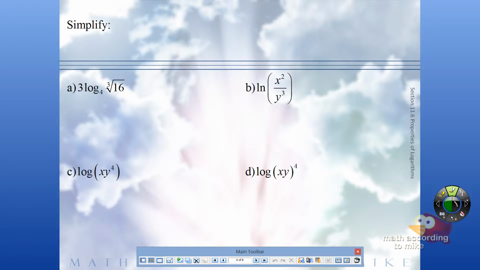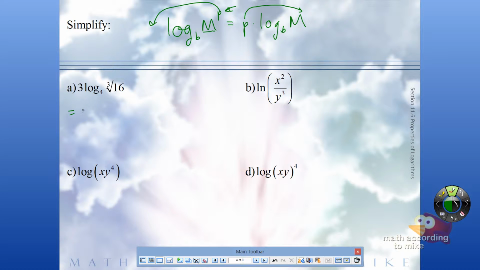Okay, so now we're going to throw in our power rule. Log base b of m to the p equals p times log base b of m. If your argument has a power, you can bring that power in front. Or, if your log has a coefficient, you can bring the coefficient up as an exponent. That's what we're going to do in part A.